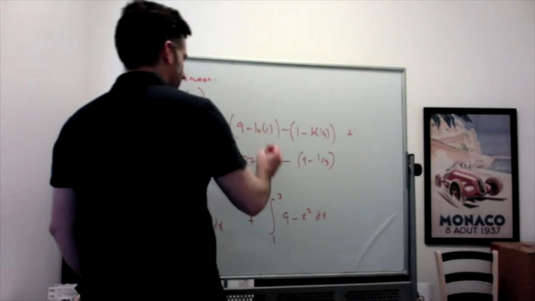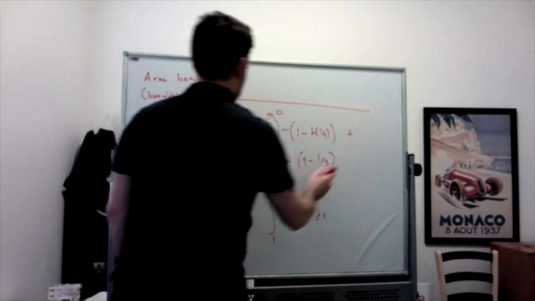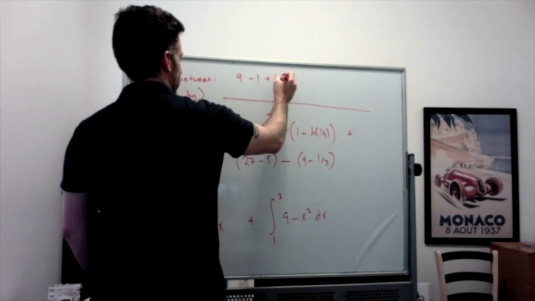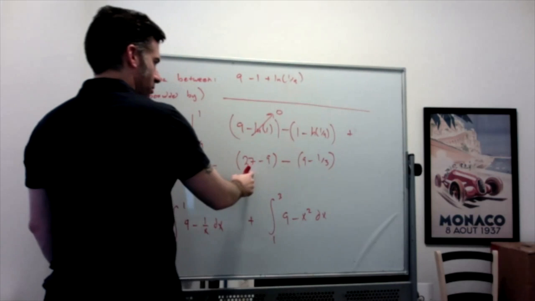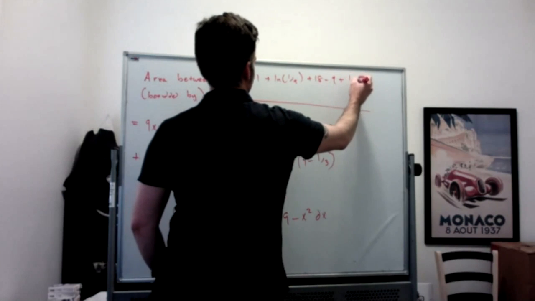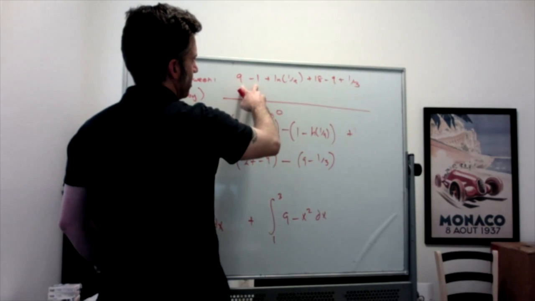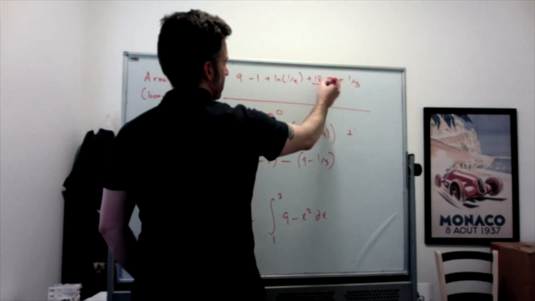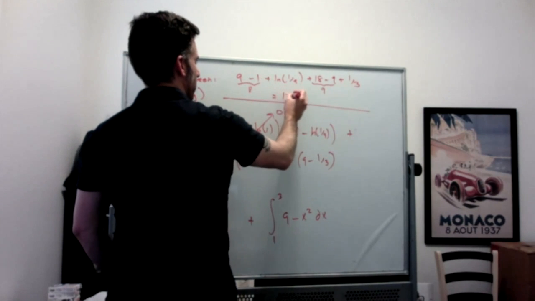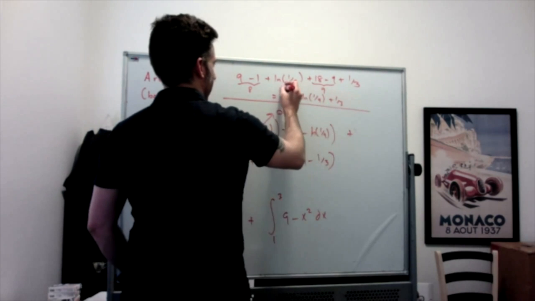So simplifying this just a little bit, natural log of 1 is 0. You end up with 9 minus 1 plus natural log of 1/9 plus 18 minus 9 plus 1/3. So 9 minus 1 is 8 plus 18, plus, let's just call that 9. So you get 17 plus the natural log of 1/9 plus 1/3. Now let's leave it at that.